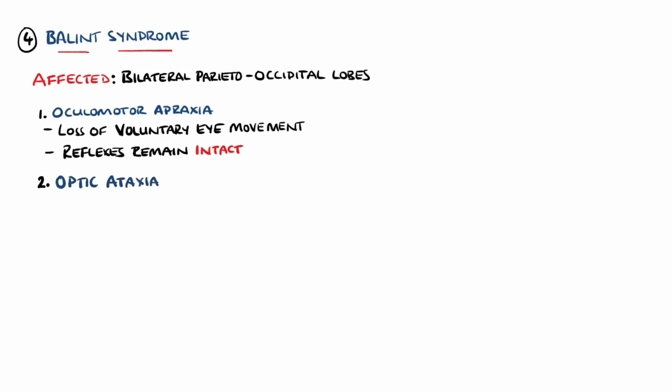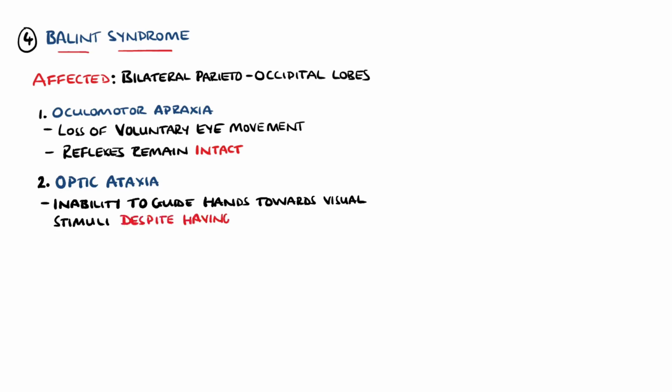Secondly, we have optic ataxia, which is the inability to guide the hand towards an object using visual stimuli, despite having the physical capability of doing so. For example, patients may not be able to grab an item in front of them due to poor hand and eye coordination. This can also manifest itself as dysmetria, which is seen as past pointing when asking the patient to do the finger-to-nose test.